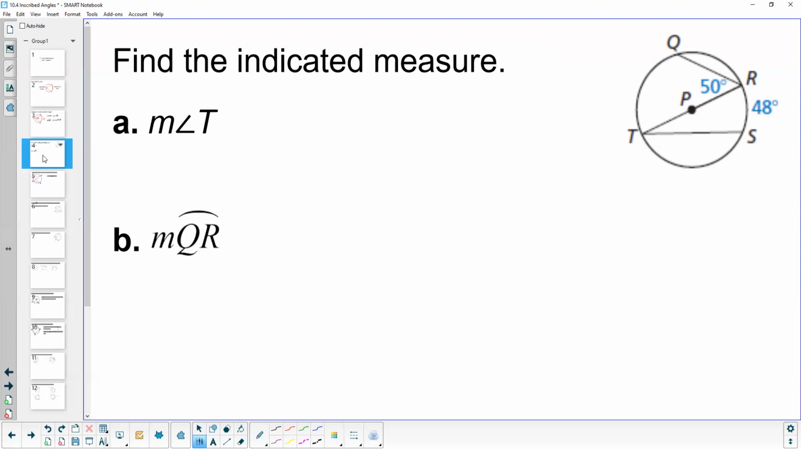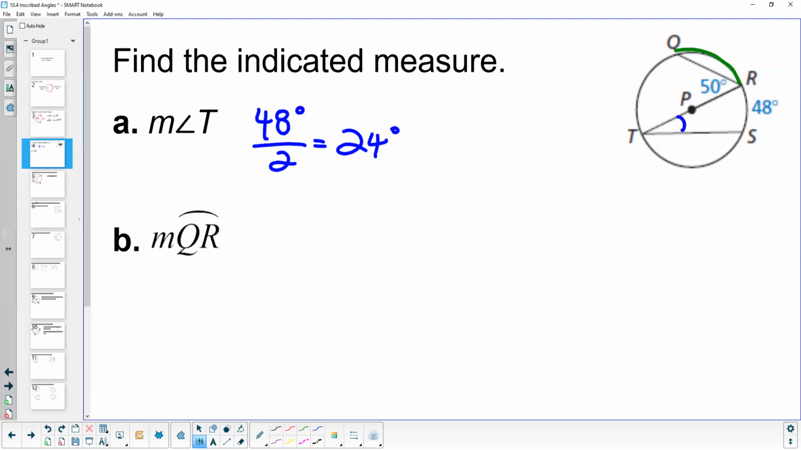So let's start by finding the measure of angle T. So angle T is referring to this angle here. And so to find the measure of that angle, remember, it's going to be half of the measure of our arc. So if the measure of our arc is 48 degrees, then we're just going to divide that by 2, and we find out that the measure of angle T is 24 degrees. Okay, that one, pretty simple, pretty straightforward. What about the measure of arc QR? Okay, so we're trying to figure out the measure of this arc here.